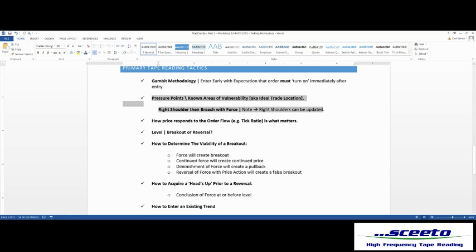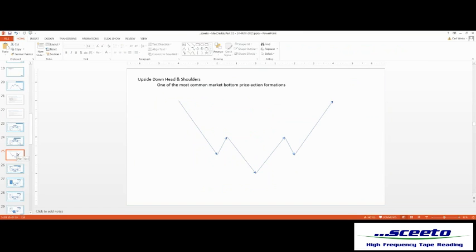So let me color code. This is what we're going to go into in detail with MacDaddy. We're going to be talking continually about how price responds to order flow. I think everybody's familiar with this. This is an upside down head and shoulders, right? A low, a retracement, a lower low, a pullback, a higher low, and then up.